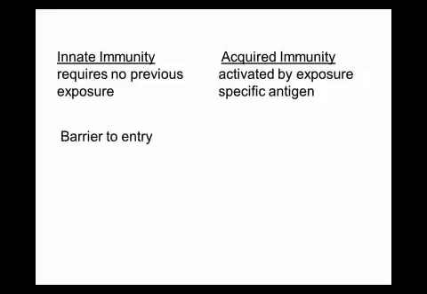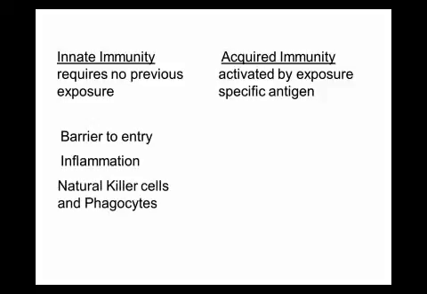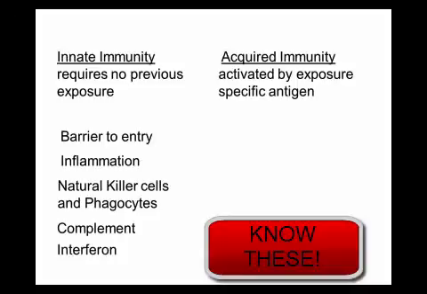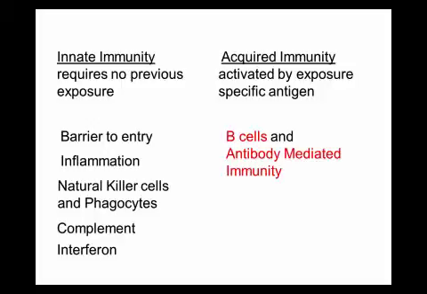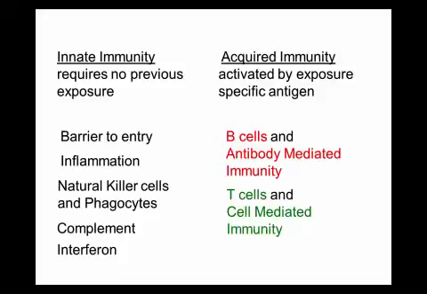In this unit, we will be looking at several types of innate immunity, including barriers to entry, inflammation, natural killer cells and phagocytes, complement, and interferon. Again, these are all types of innate immunity that do not require previous exposure. In the next segment, we will look at acquired immunity. B-cell immunity is involved with antibodies, and T cells function in what is called cell-mediated immunity.